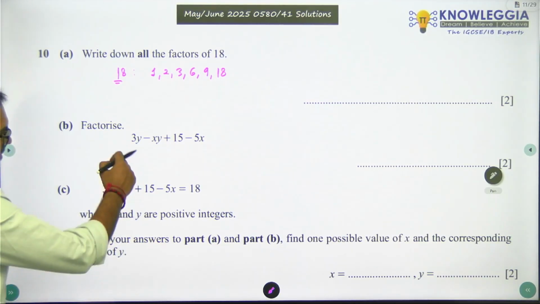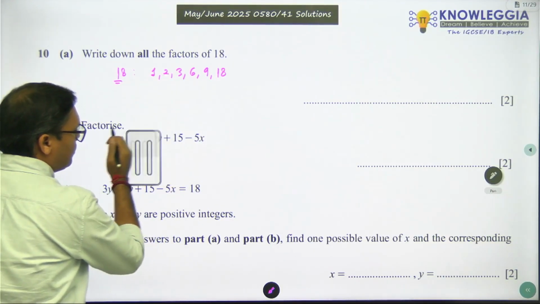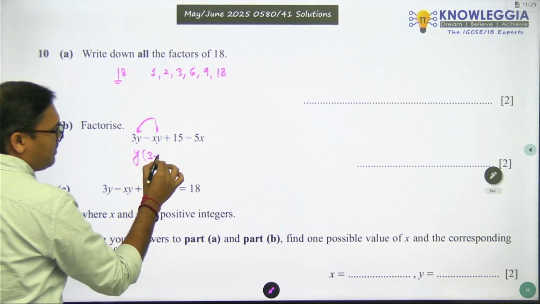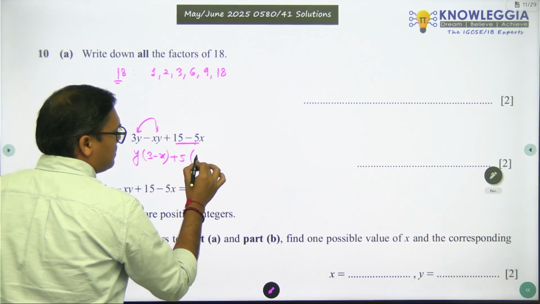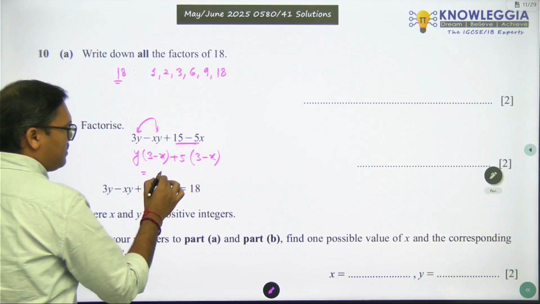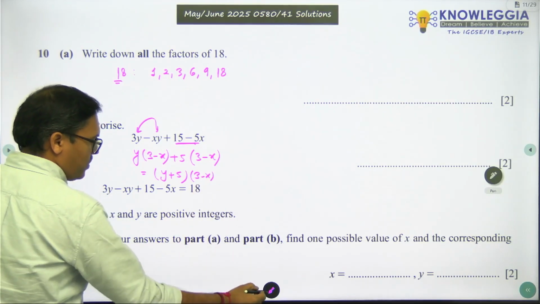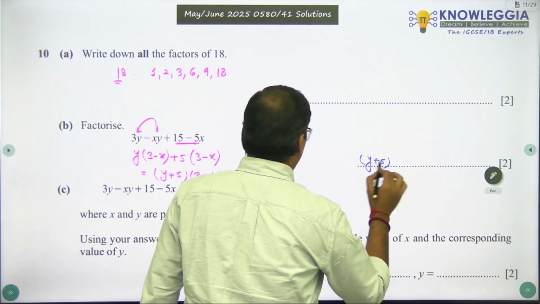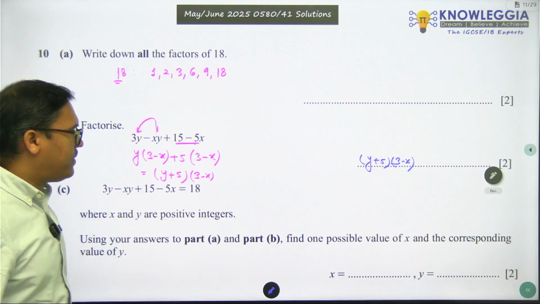Now, if you have to factorize this, you can see you have to group. Okay, by taking common. So how can you group this? You can see if I take these two, y is common. This is 3 minus x, and here you can again see if I take 5 common, this is 3 minus x. So what is this? I can take this common. This is y plus 5 into 3 minus x. So what are the factors? You can see this is y plus 5 into 3 minus x. This is how you can solve this.